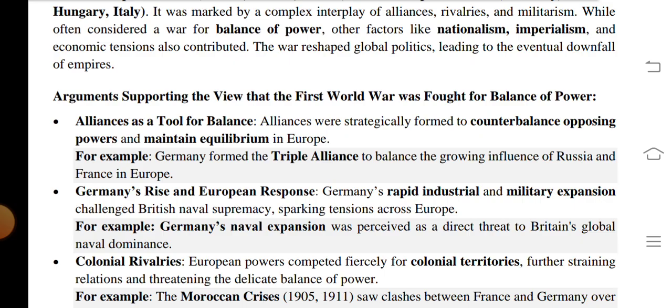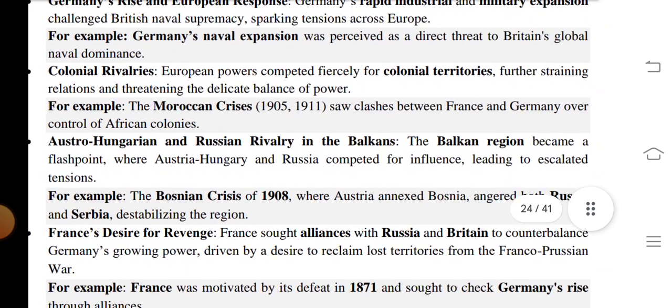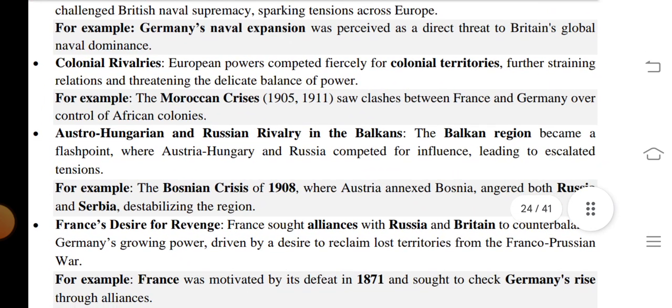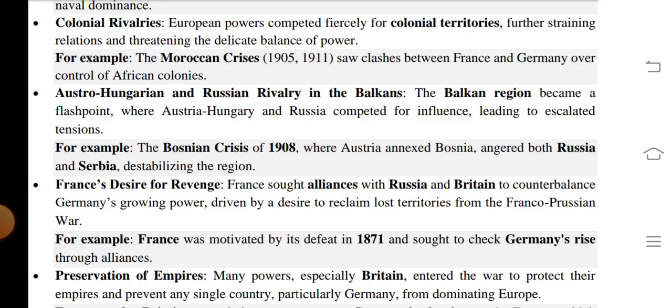Colonial rivalries. European powers competed fiercely for colonial territories, further straining relations and threatening the delicate balance of power. For example, the Moroccan crises of 1905-1911 saw clashes between France and Germany over control of African colonies.